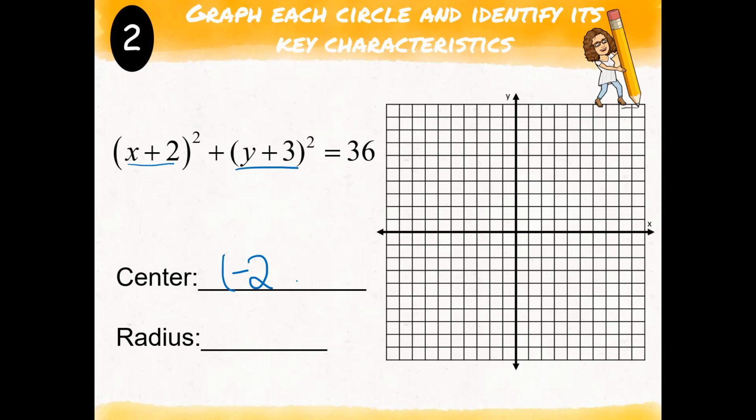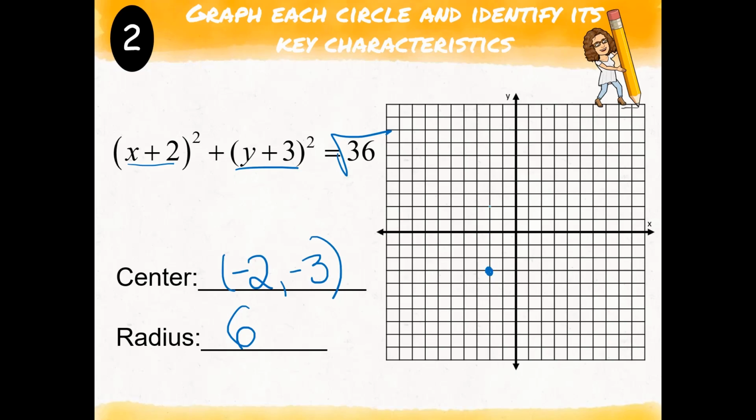And same thing for our y's. We're going to get a negative 3. And then we're going to take the square root of this value because it's r squared. So we're going to get 6. So let's graph that center: negative 2, negative 3. And then I'm going to go 6 up, down, left, and right.